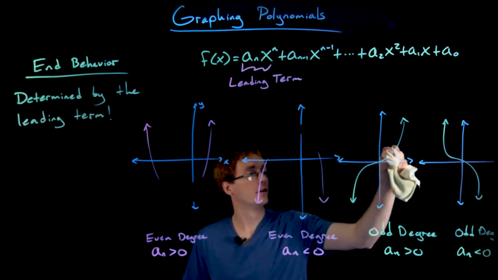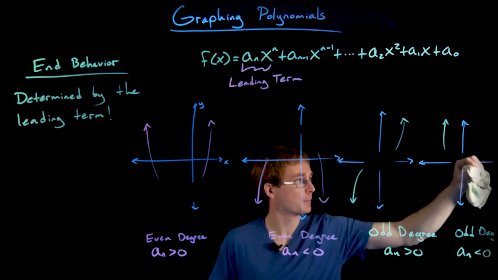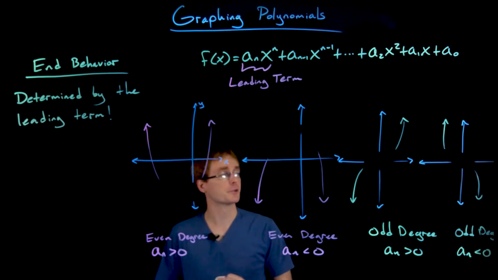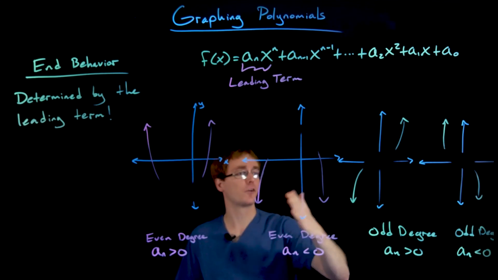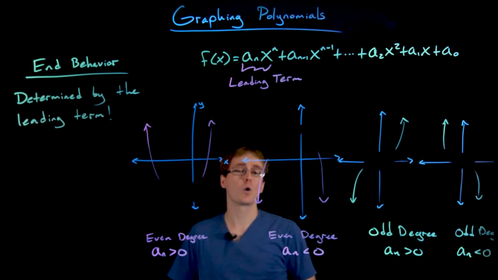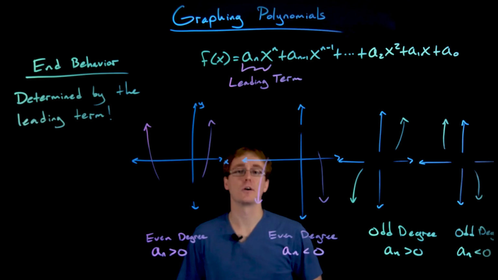So again, remember, just like for our even degree polynomials, same with these odd degree leading term polynomials, the end behavior is only describing what happens to the far left or to the far right, or when our inputs and outputs get extremely small or extremely large.